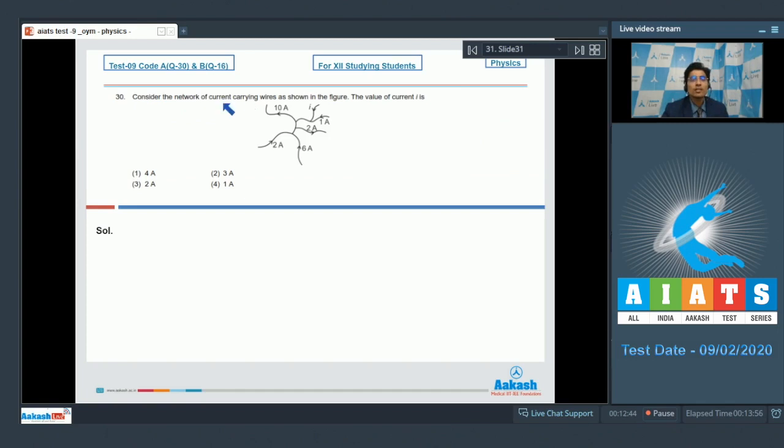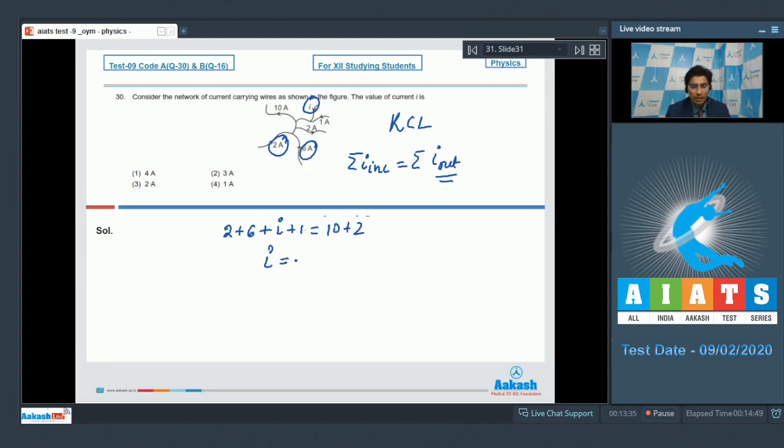Question number 30 says, consider the network of current carrying wires as shown in the figure. The value of current I is. Dear students, as per Kirchhoff's current law, the total incoming current should be equal to the total current which is outgoing. The total incoming current will be equal to 2 plus 6 plus I plus 1, that is this current and this current, and this will be equal to outgoing current, that is 10 plus 2. So, dear students, I on solving turns out to be equal to 3 ampere, and therefore option number 2 is the correct answer. Now, let us proceed to question number 31.